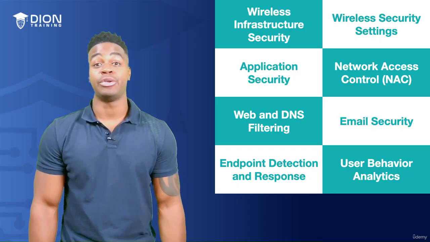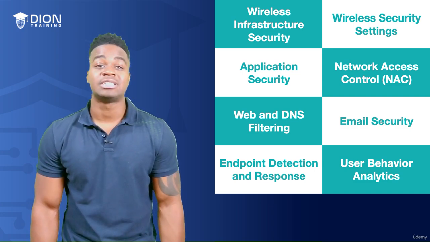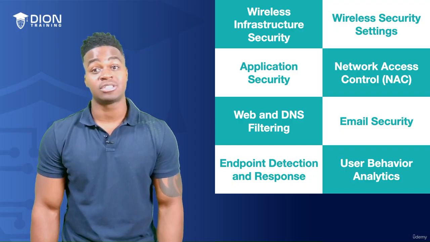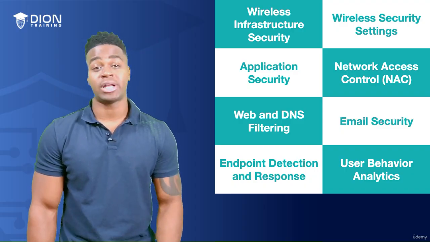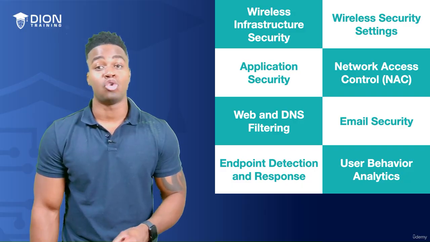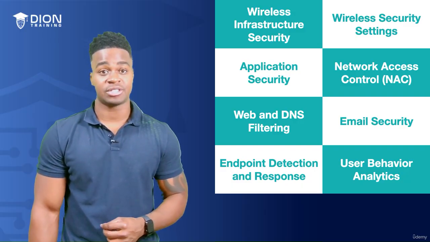Next, we're going to cover user behavior analytics. User behavior analytics is a process that leverages machine learning, data analytics, and user behavior patterns to identify potentially harmful activities within a system or network. By establishing a baseline of normal behaviors, UBA systems can detect anomalies or deviations.